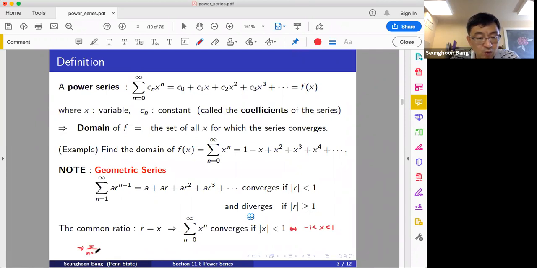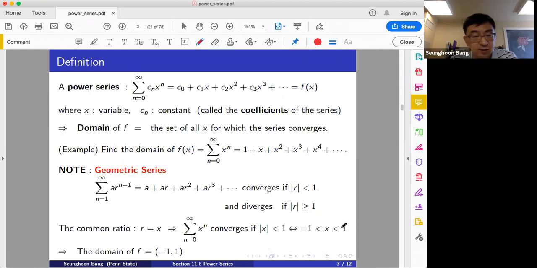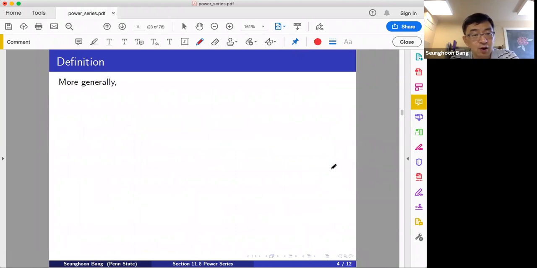The summation n equals 0 to infinity of x to the n converges if x is between minus 1 and 1. So what is the domain here? The set of all x for which the series converges. So what's the domain of this function? The domain is exactly this one: the open interval from minus 1 to 1. This is the domain.